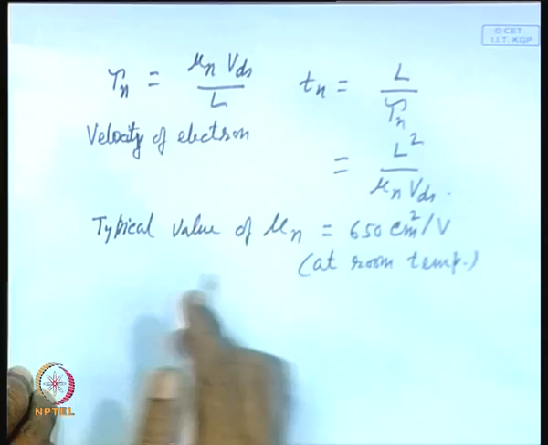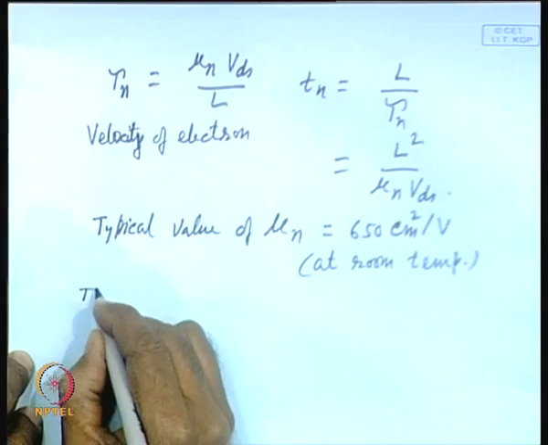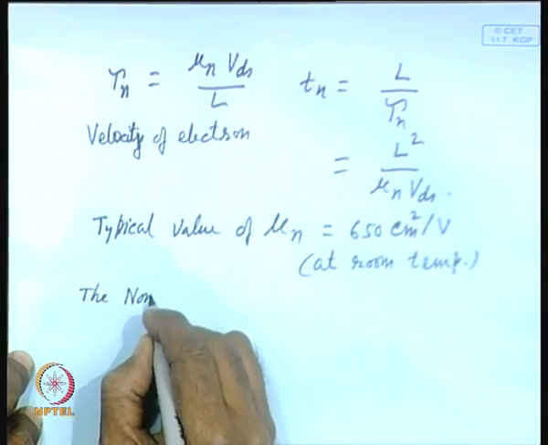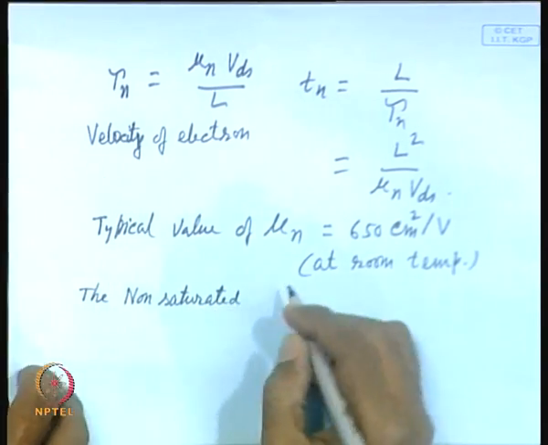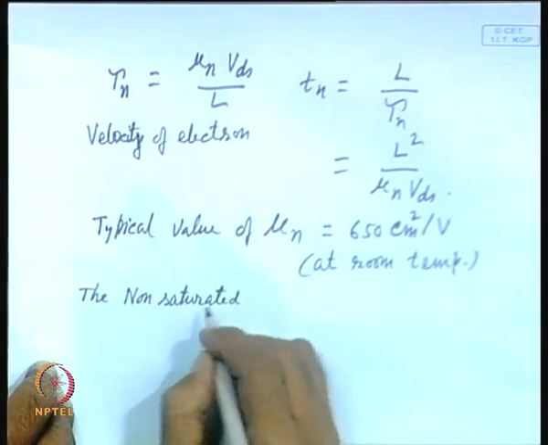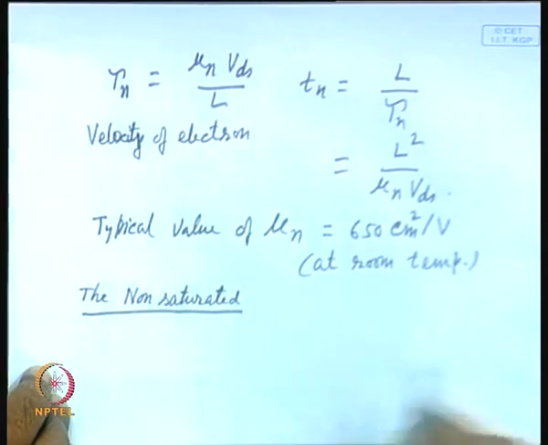Now, to do that we shall divide the entire region into three parts, as we have seen. Number one is the cutoff region: when the voltage is less than the threshold voltage, there is no channel formation, so there is no current, and we are not writing any expression for current for that. Now, we shall write down the expression for the non-saturated region, which we also call the linear or weak inversion region.